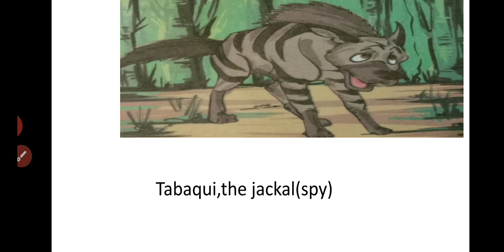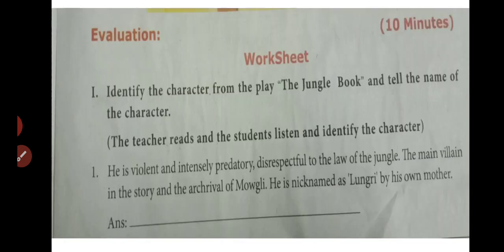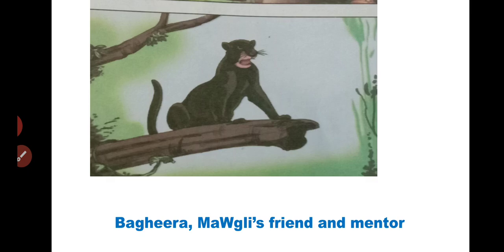And then Tabaki. Tabaki is the jackal. It is the spy of Sher Khan. It is also a friend of Sher Khan, and it is also a spy for Sher Khan. Next one is Bahira. This is Mowgli's friend. Already we saw a boy in the previous slide. That boy's name is Mowgli. This Bahira is Mowgli's friend and also a mentor.